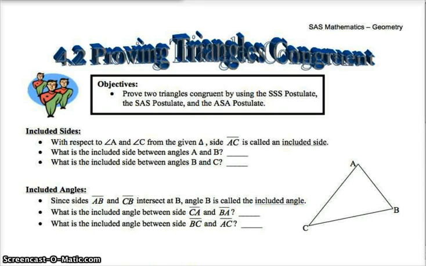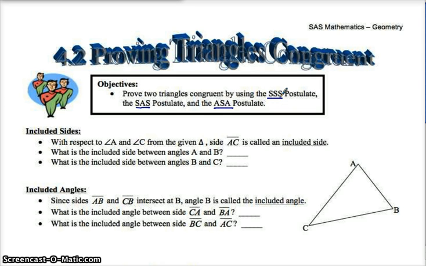So now we're moving on to 4.2, which is really zeroing in on triangles and whether or not two triangles are congruent to each other. So we're going to learn three different postulates today that are going to identify whether or not triangles are congruent. And those postulates are side, angle, side, angle, and side, side, side.